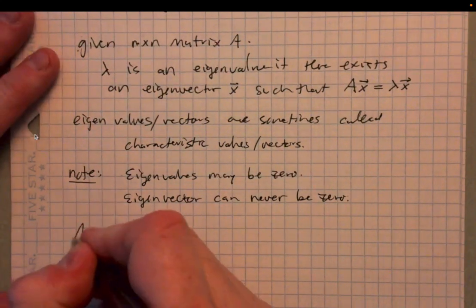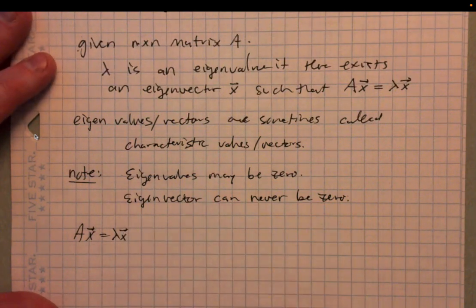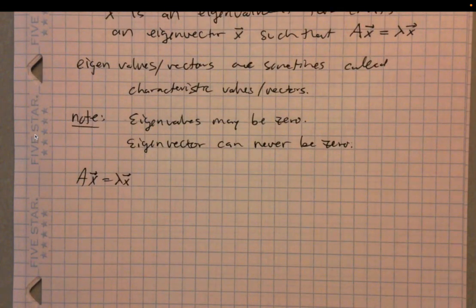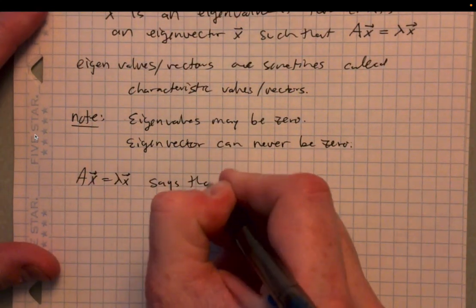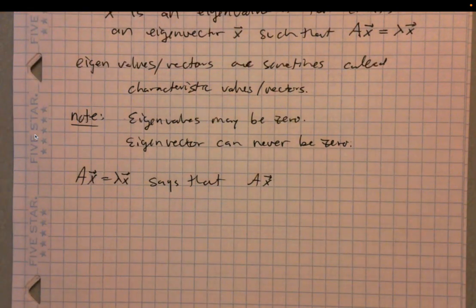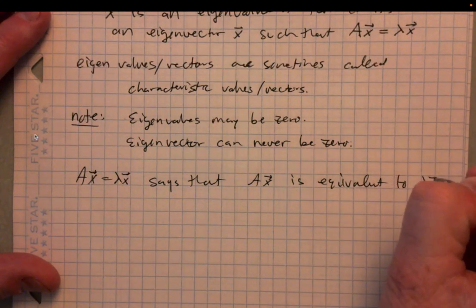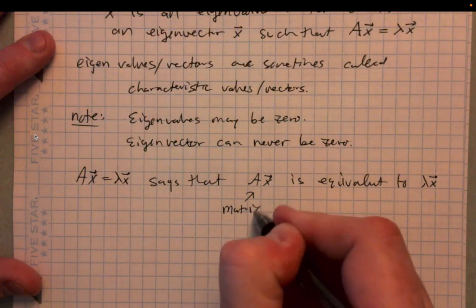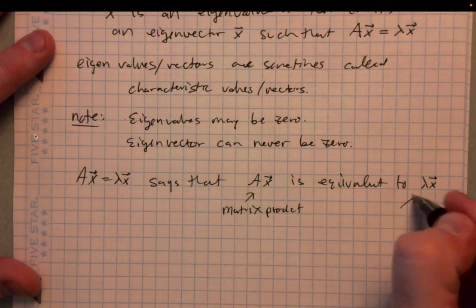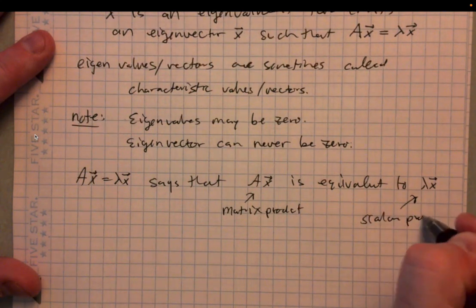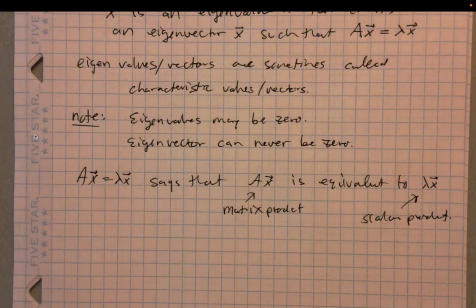What does it mean when we say A times x equals lambda times x? It says that the matrix product Ax, which is a vector, is equivalent to the scalar product lambda x. This is matrix multiplication, and this is just a scalar product. So it's important to note that Ax is a matrix product and lambda x is the scalar product.